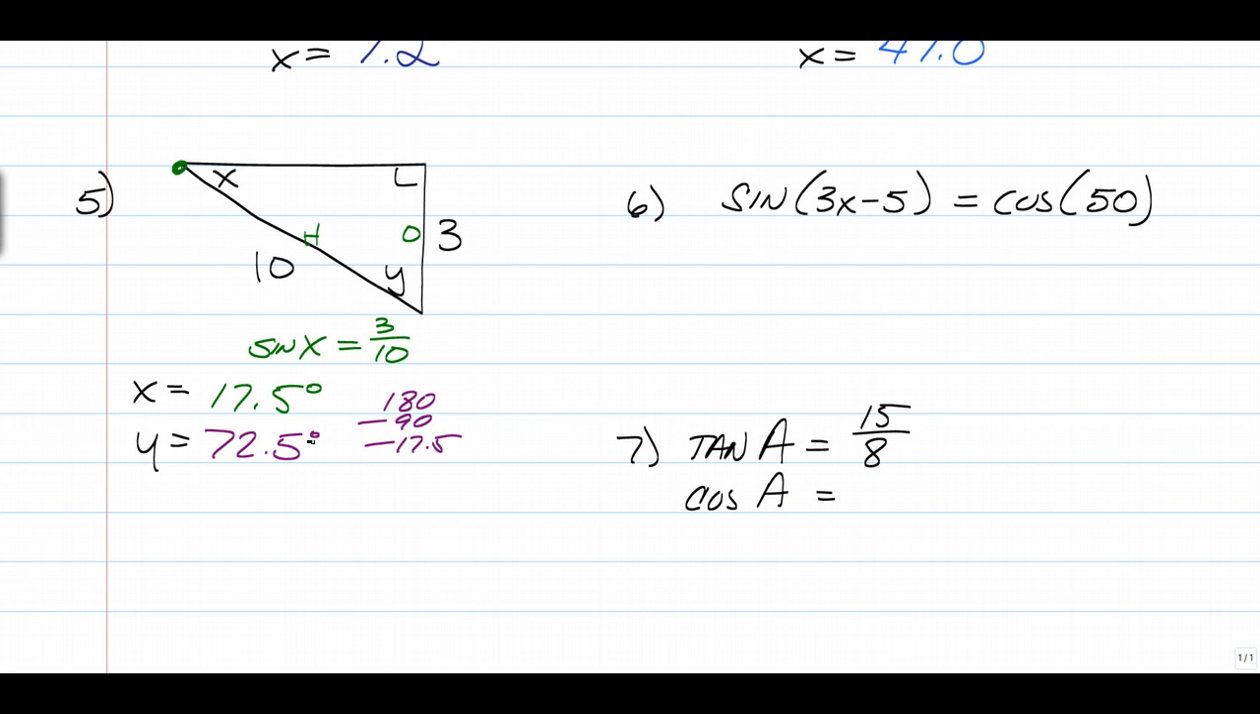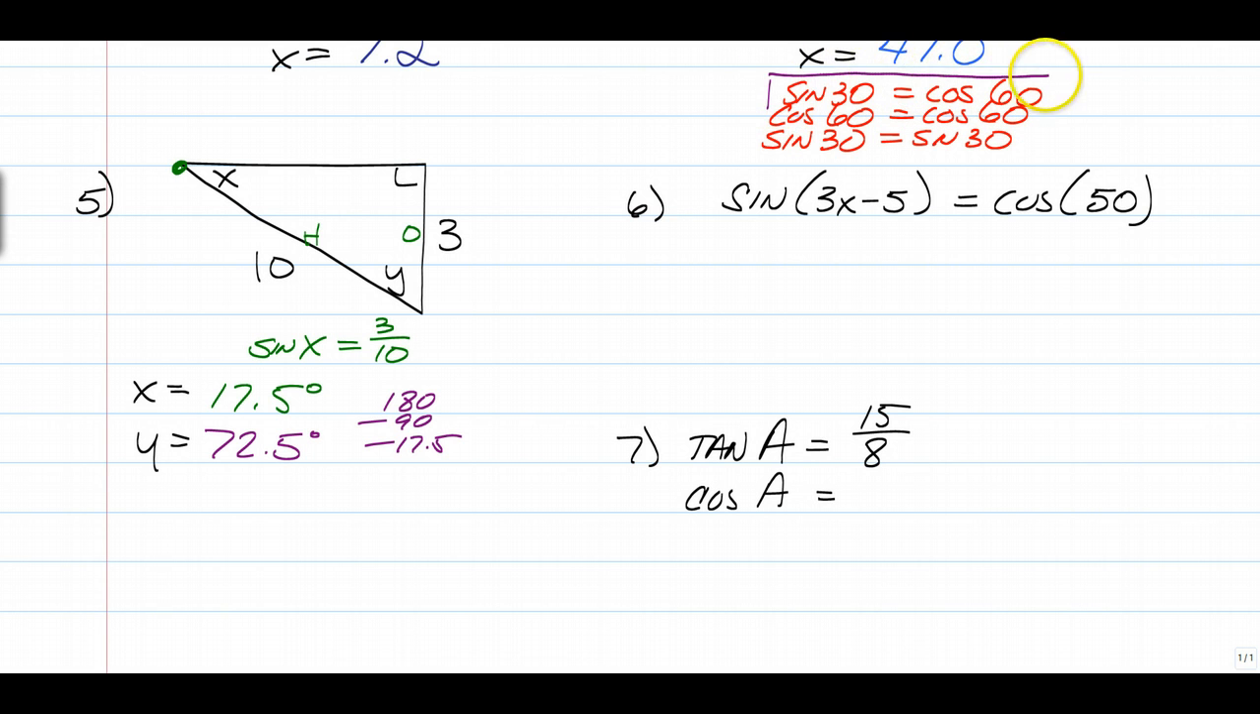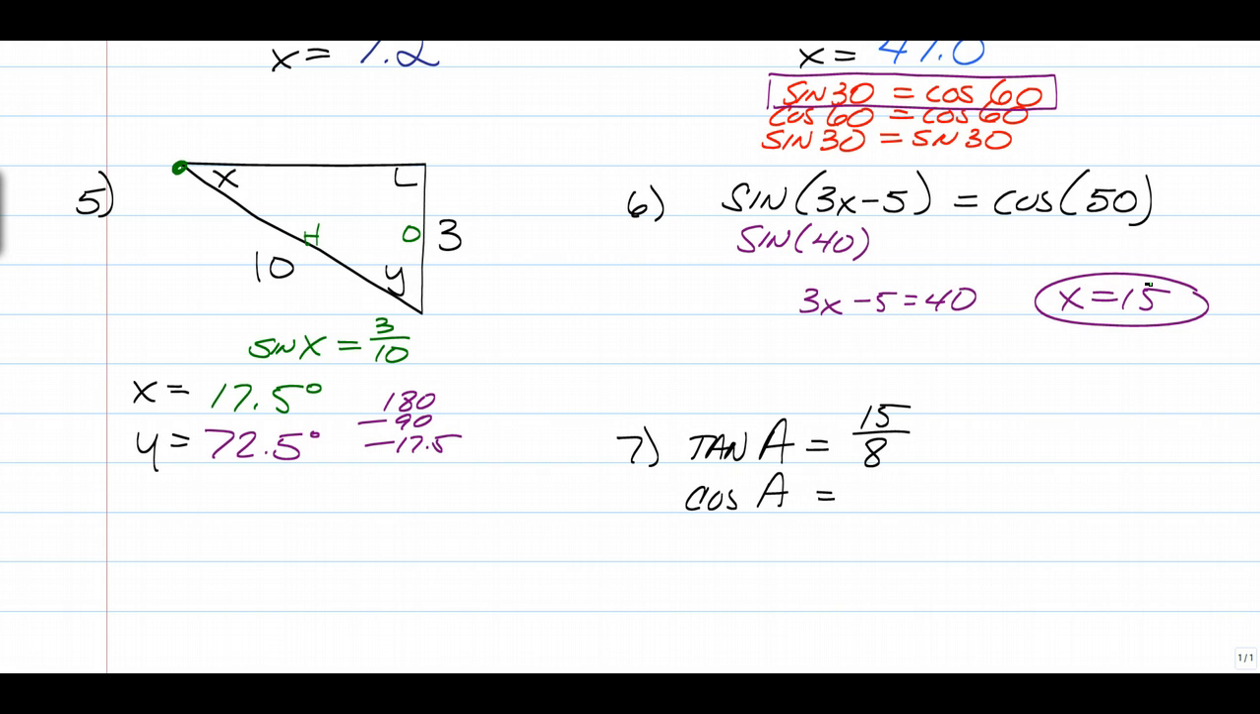Okay? Number 6. Number 6 is what we talked about. The sine of 30 is equal to the sine of 30. The cosine of 60 is equal to the cosine of 60. But the sine of 30 is equal to the cosine of 60, because sine and cosine are equal when the angles are complementary. So if we have a cosine of 50, that's equal to the sine of 40. So all you have to do is take 3x minus 5 and set it equal to 40, and you will get x equals 15.